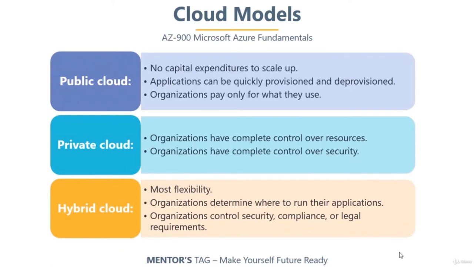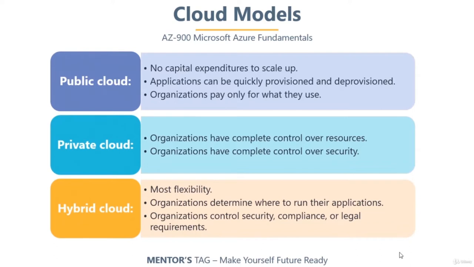When we talk about cloud, there are three different cloud models which are available in all the clouds: public cloud, private cloud, and hybrid cloud. Now, if you talk about Microsoft Azure, Google Cloud, which is GCP, and AWS, which is from Amazon, all three are coming in the public cloud.